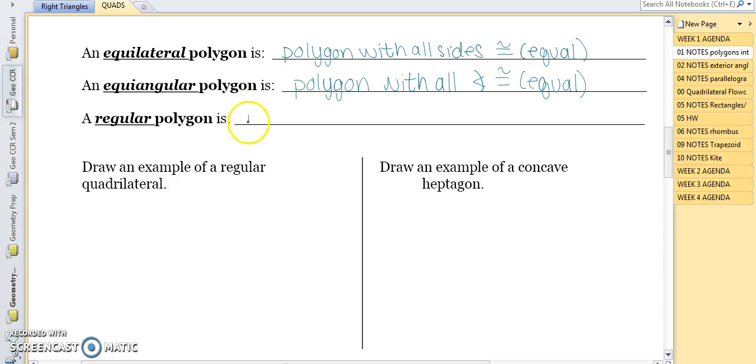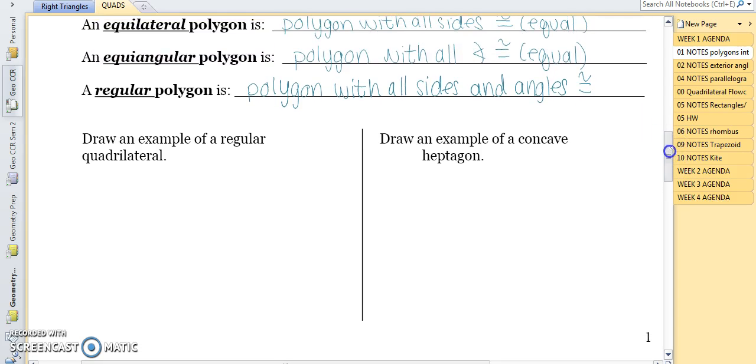A regular polygon deals with our equilateral and equiangular. A regular polygon is a polygon with all sides and angles congruent. So here, let's draw an example of a regular polygon. So dissecting this meaning, right? Regular means equal angles and sides. So congruent angles and sides.